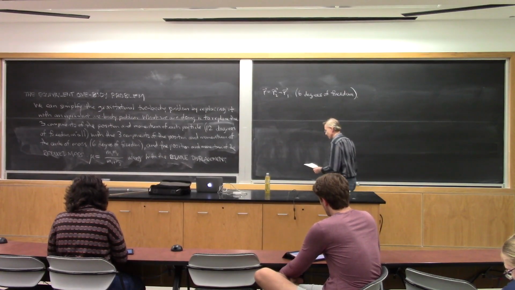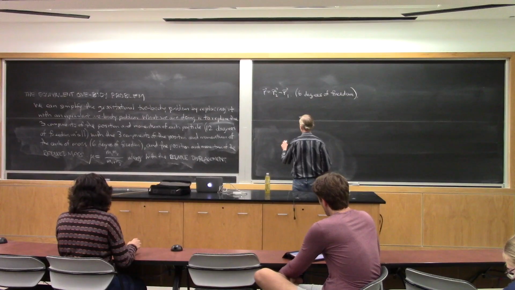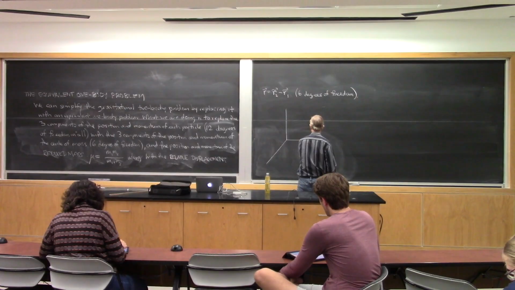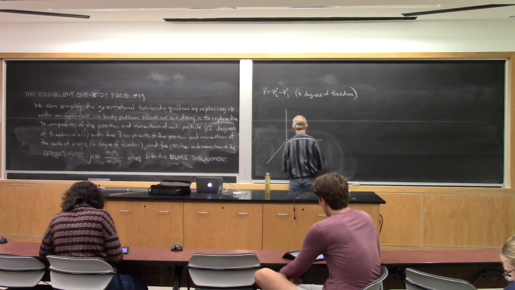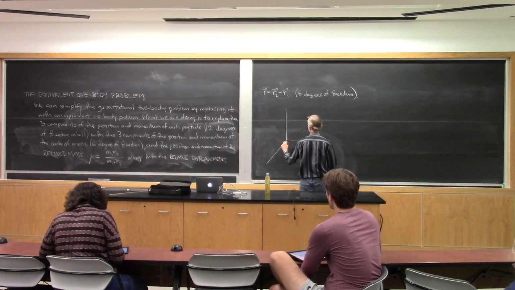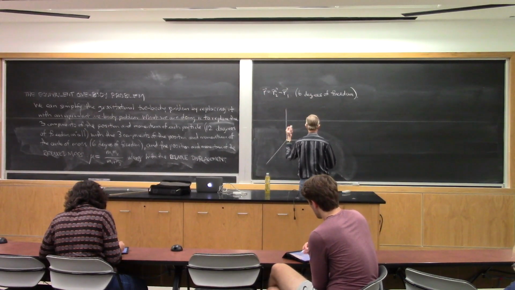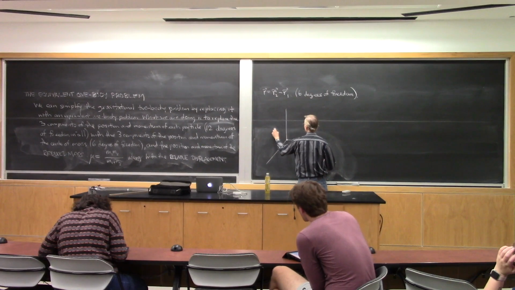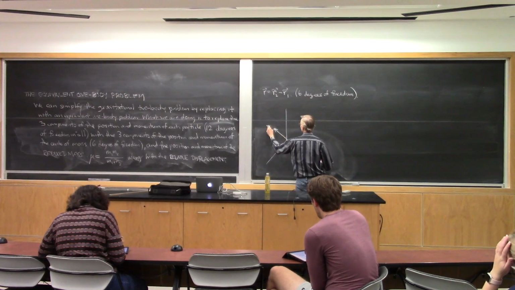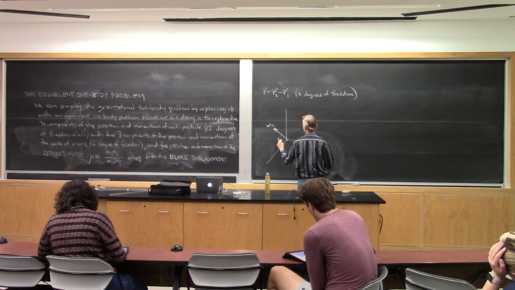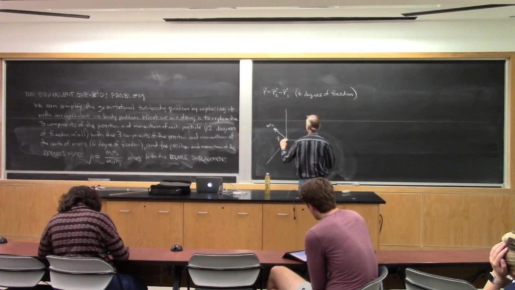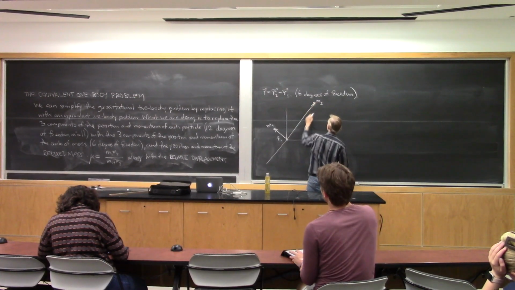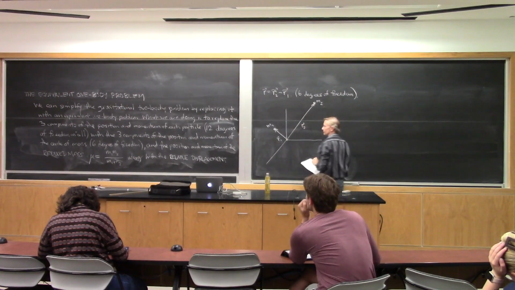So, let's remember how we define the center of mass. Let's make ourselves a coordinate system here. It's not really necessary, but we do want to have an origin. And let's say here is M1 with position vector R1, and here is M2 with position vector R2.